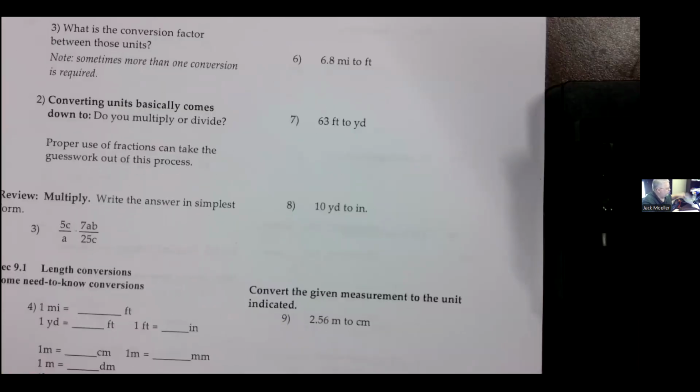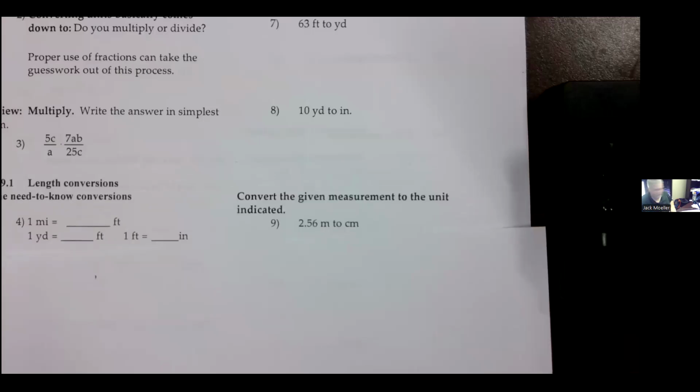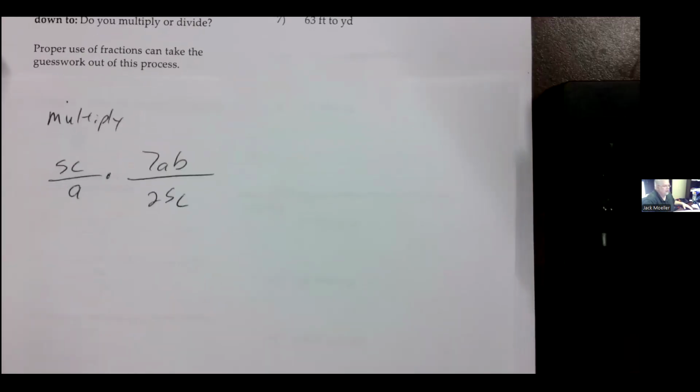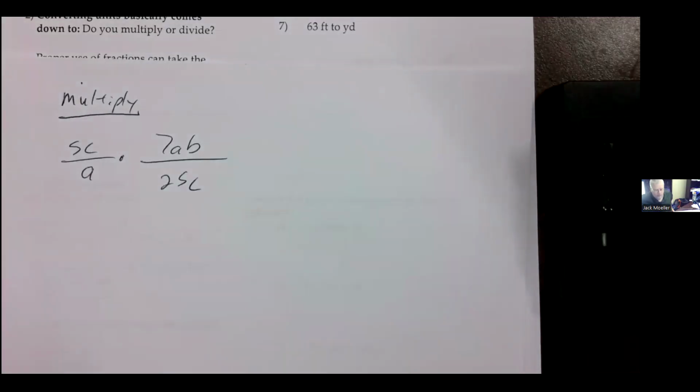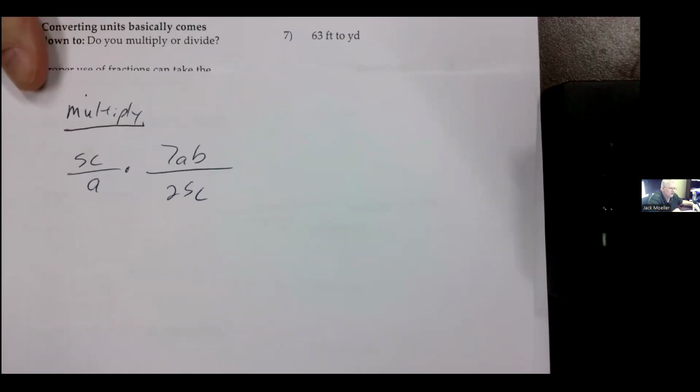All right, before we get to that, let's do a quick review. So we're going to multiply 5c over a times 7a b over 25c. So how do we multiply fractions? We did this back in test one in random spots here and there, but it's good to review.